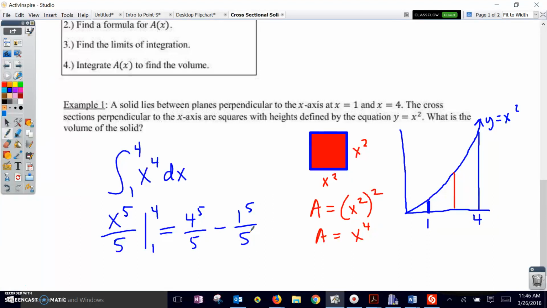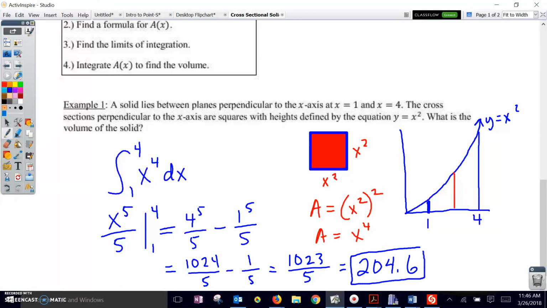And let's see, 4 to the 5th, that's 1,024 over 5 minus 1 over 5. And so we end up with our volume for this solid being 1,023 over 5, or 204.6. And you can go ahead and use the numerical integral feature on your calculator to confirm that that's the same value that you get, and it should be. All right?